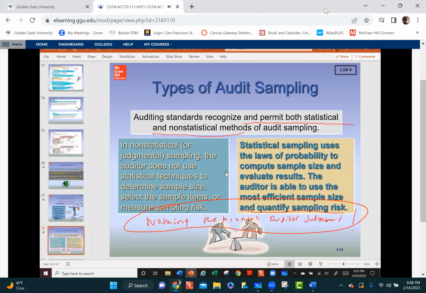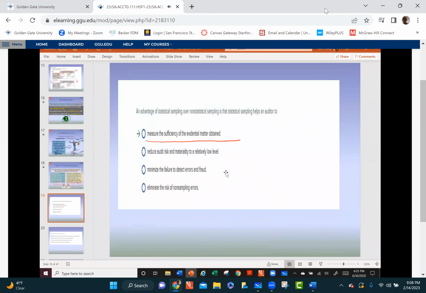And then again, nothing replaces auditor judgment. Don't fall for that one. There's a few questions in the homework, and I'll have some questions on the quiz, that will say the auditor can use sampling to replace auditor judgment. No, that's always wrong.